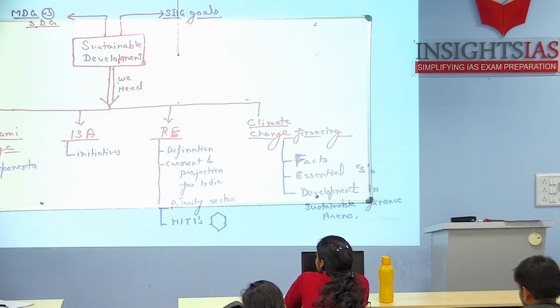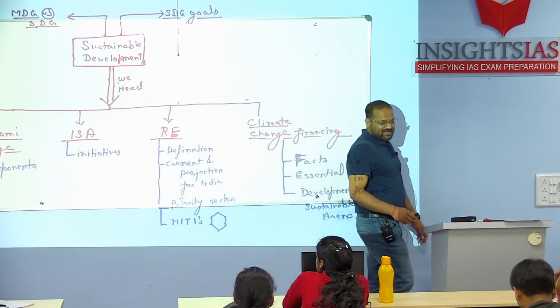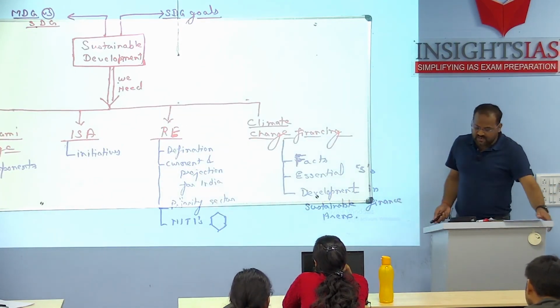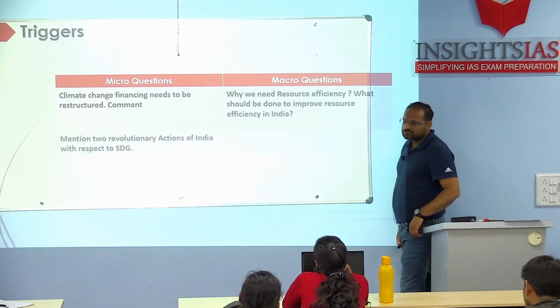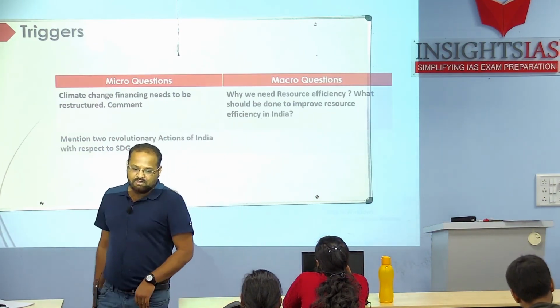Okay, 2.5 trillion. Revision should be like that only. So this is the end of this chapter. Read it, try to decode it.